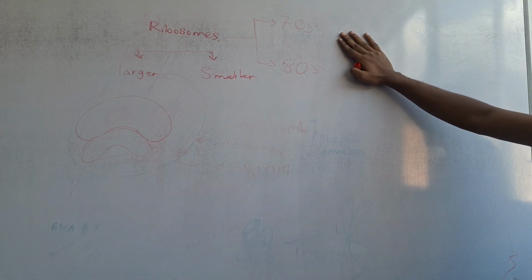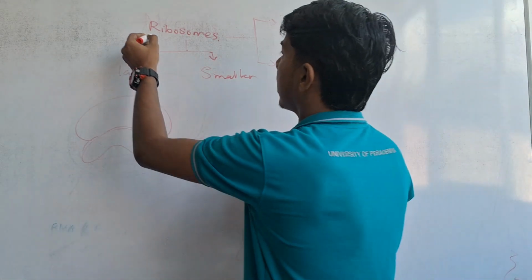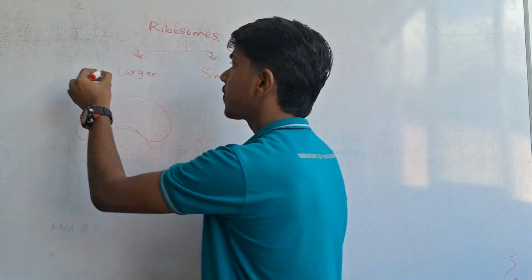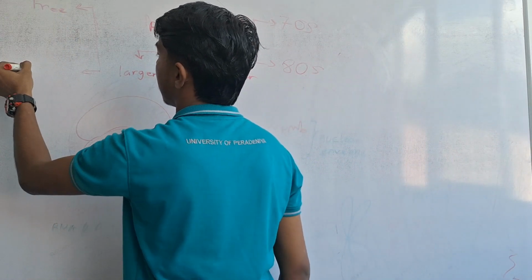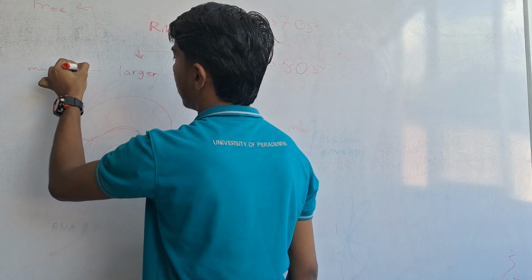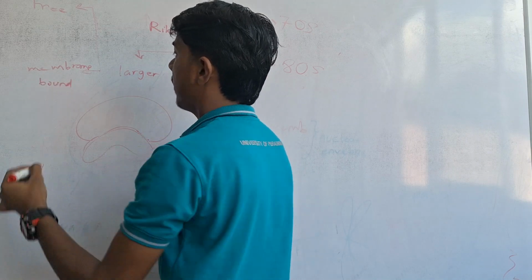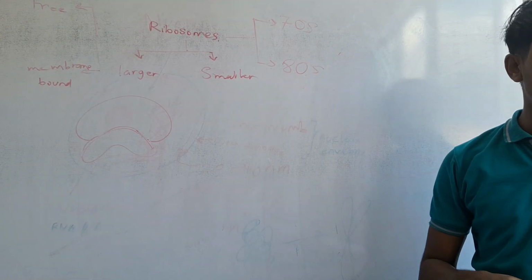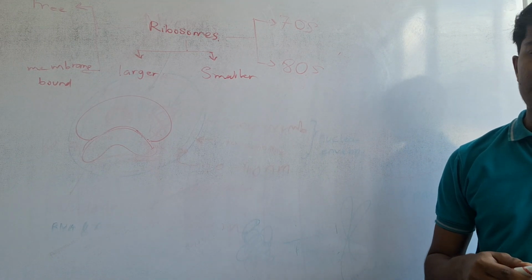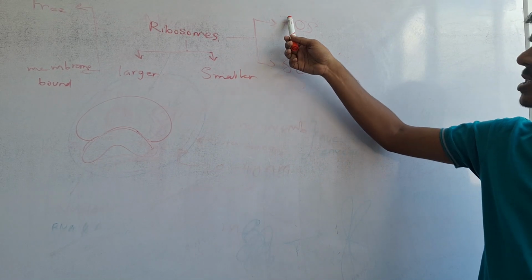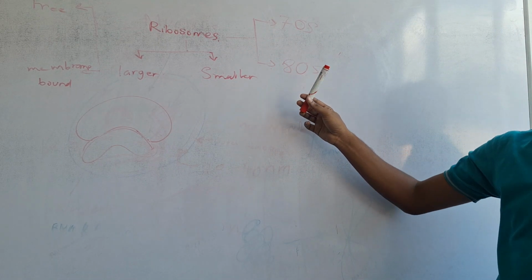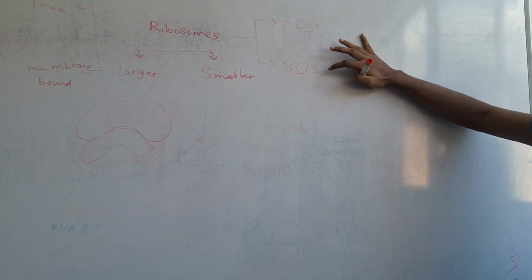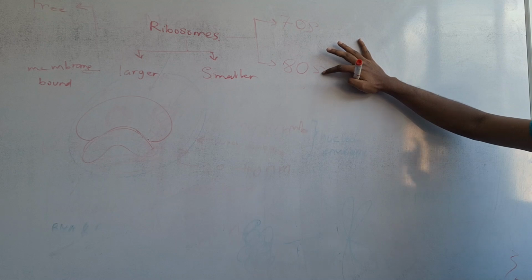According to the location, ribosomes again divide into two: free ribosomes and membrane-bound ribosomes. So there are two subunits, a smaller subunit and a larger subunit. According to the structure, ribosomes divide into 70S and 80S ribosomes. 70S ribosomes are present in both prokaryotic and eukaryotic cells. 80S ribosomes are present only in eukaryotic cells.